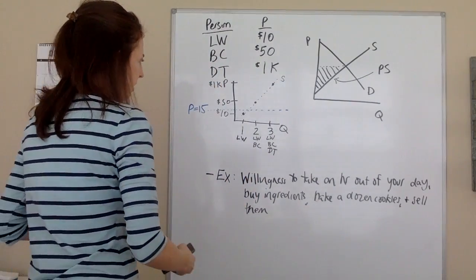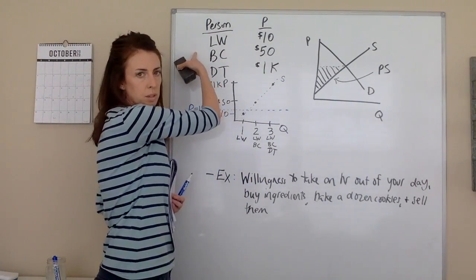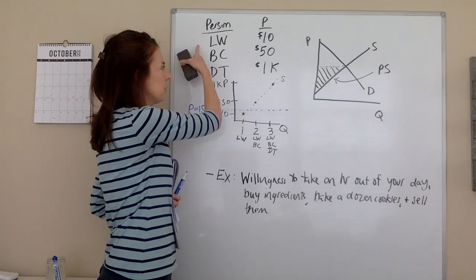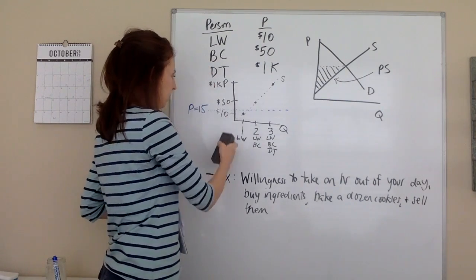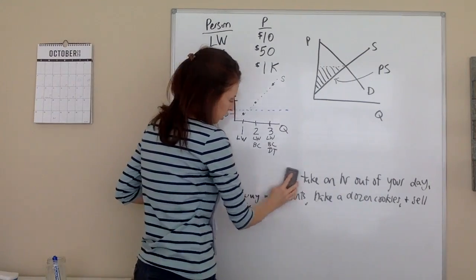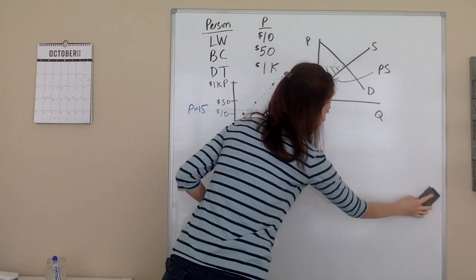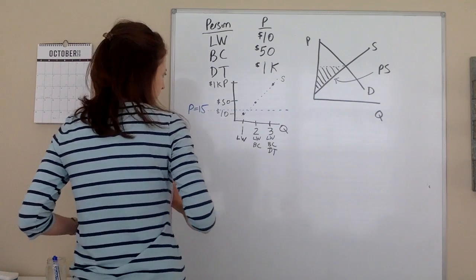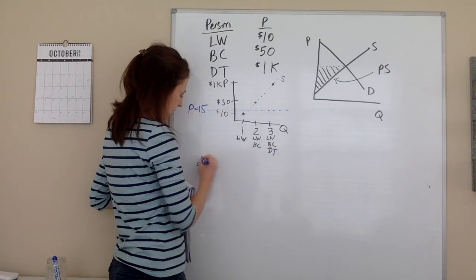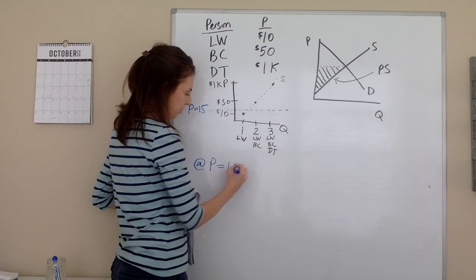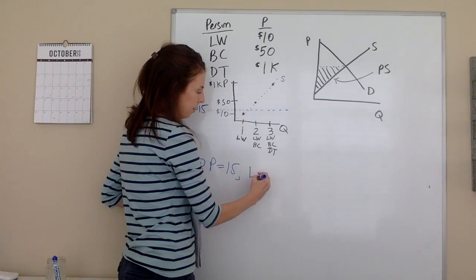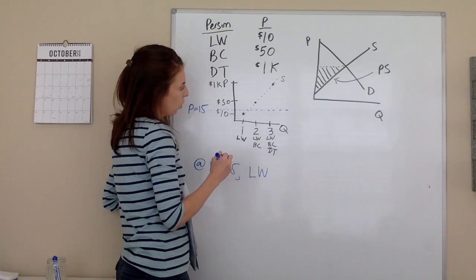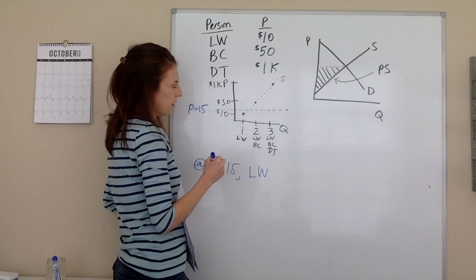Well, at a price of 15, I'm the only person who's willing to sell a cookie. So I'm going to try to sell a dozen. No one else is going to. So at a price equal to 15, I, Lindsay Woodworth, will have a producer surplus of $5.